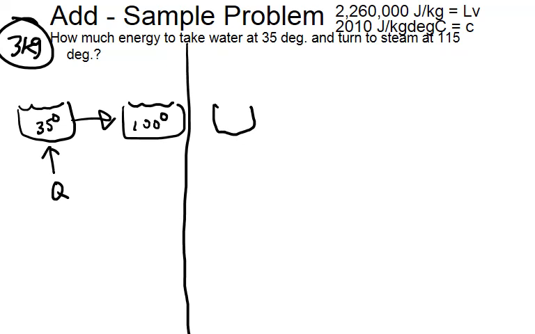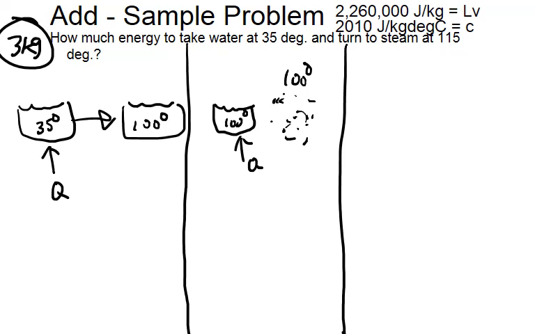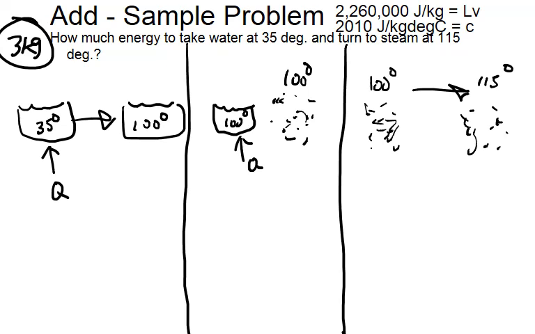Now, once you have water that's at 100 degrees, and if you keep putting heat into it, it's going to phase change. Then eventually you'll get 100 degree steam. Then the final step is you have 100 degree steam, and you want to get that to be steam at 115. So that's the last process.